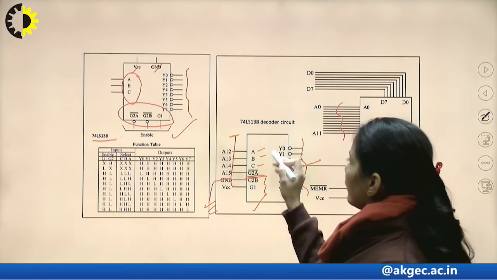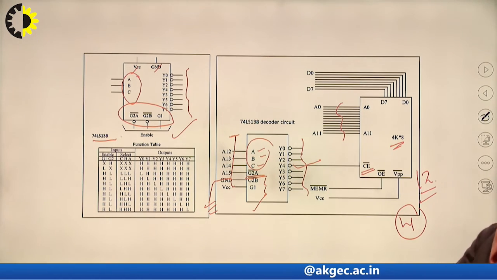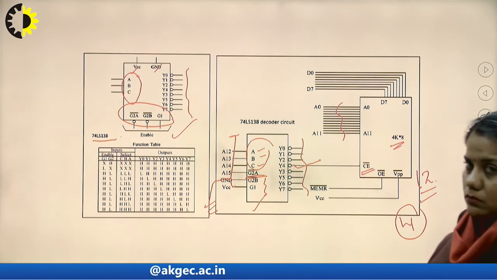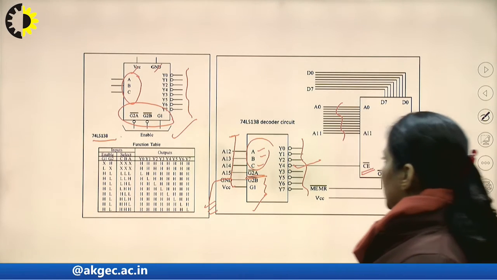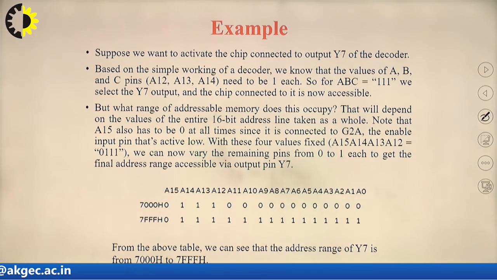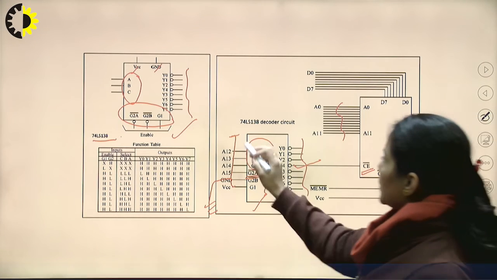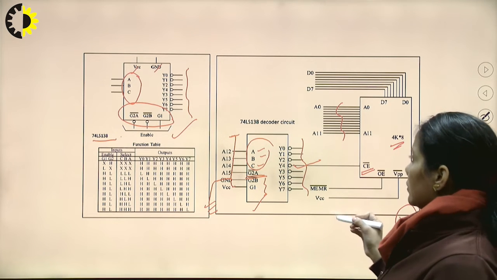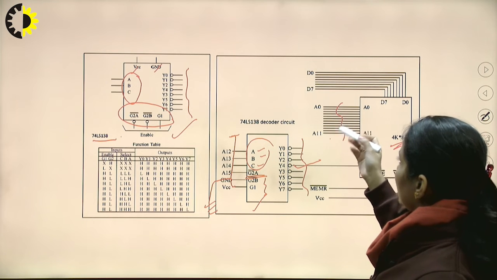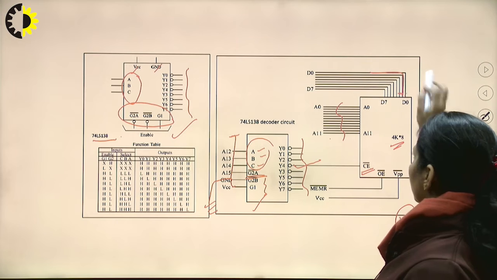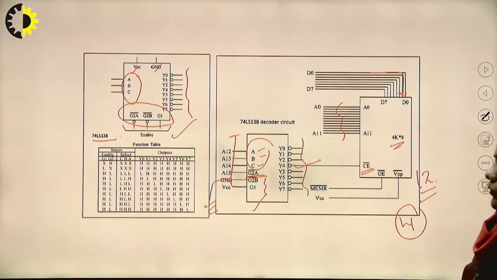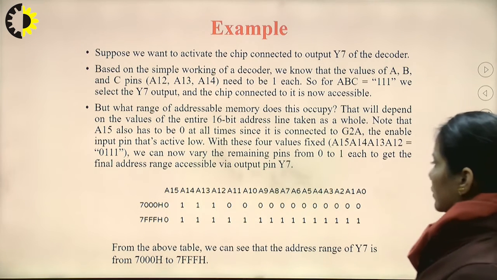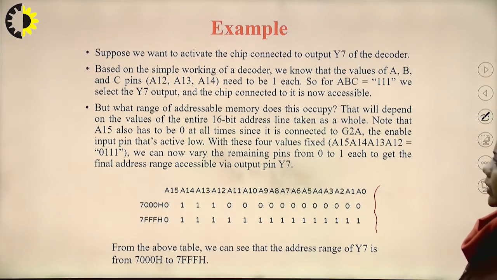So accordingly, we have to give such a combination at ABC according to the decoder truth table that this Y4 pin should be activated. So in this way, ABC inputs are given the required inputs, and similarly A0 to A11 can be defined, and the data is sent through these lines. So this is the way of using the decoder IC. Again, as I have already discussed in the previous slide, in this way the memory map can be defined for this logic.